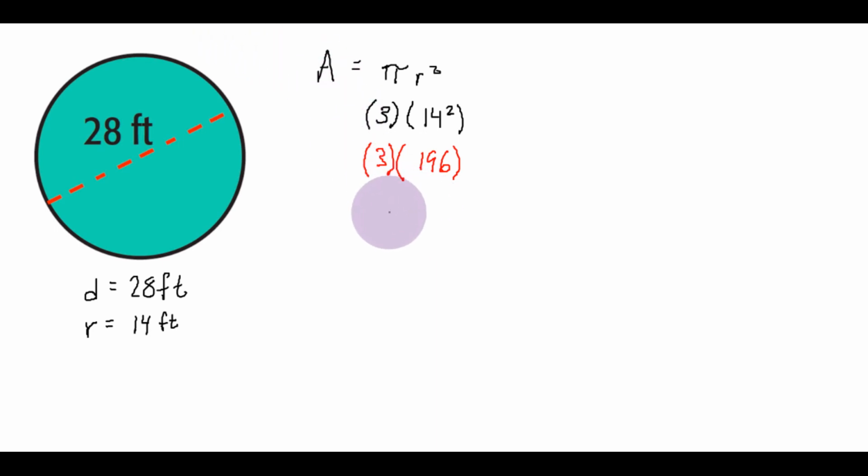And when you do that, you get 588, don't forget your units, feet squared. Cool. But we also want to indicate that we've found the area. So let's bring that A down. The area is approximately 588 feet squared. Cool stuff. And we're going to box this up now.